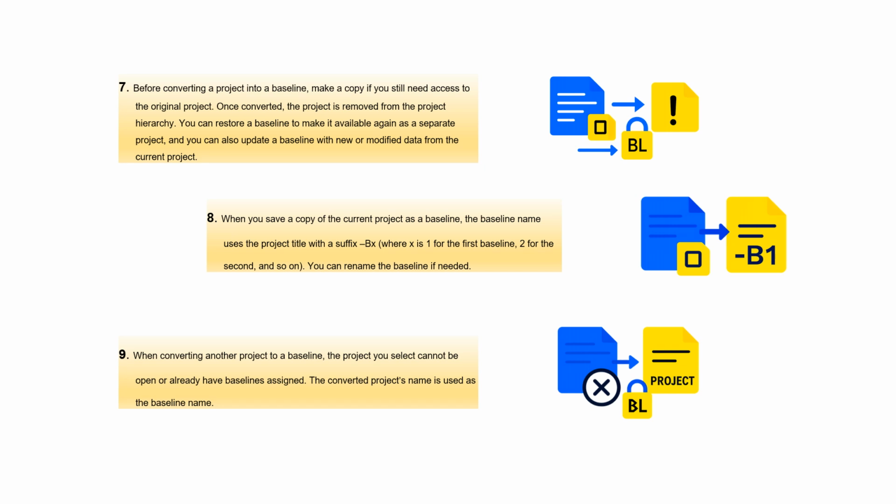8. When you save a copy of the current project as a baseline, the baseline name uses the project title with a suffix BX, where X is 1 for the first baseline, 2 for the second, and so on. You can rename the baseline if needed. 9. When converting another project to a baseline, the project you select cannot be open or already have baselines assigned. The converted project's name is used as the baseline name.